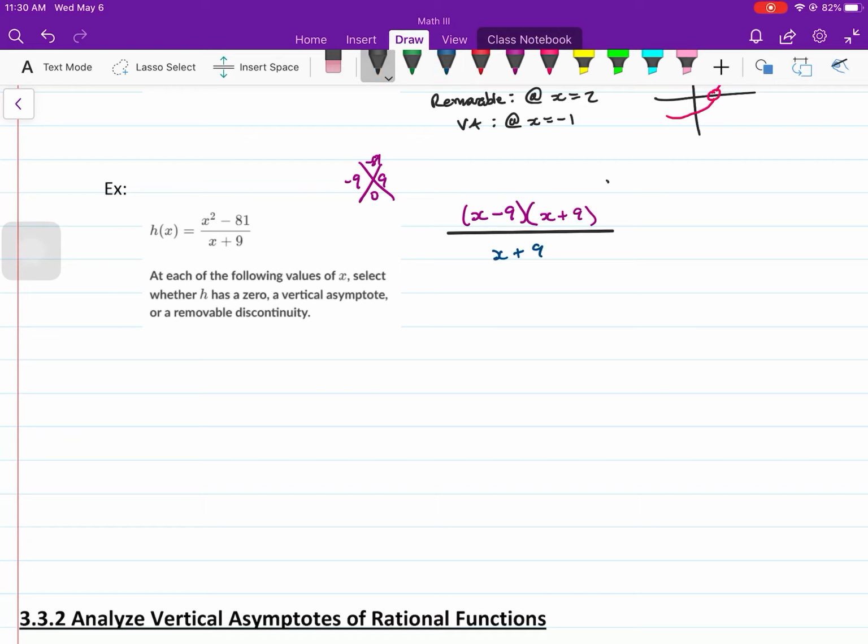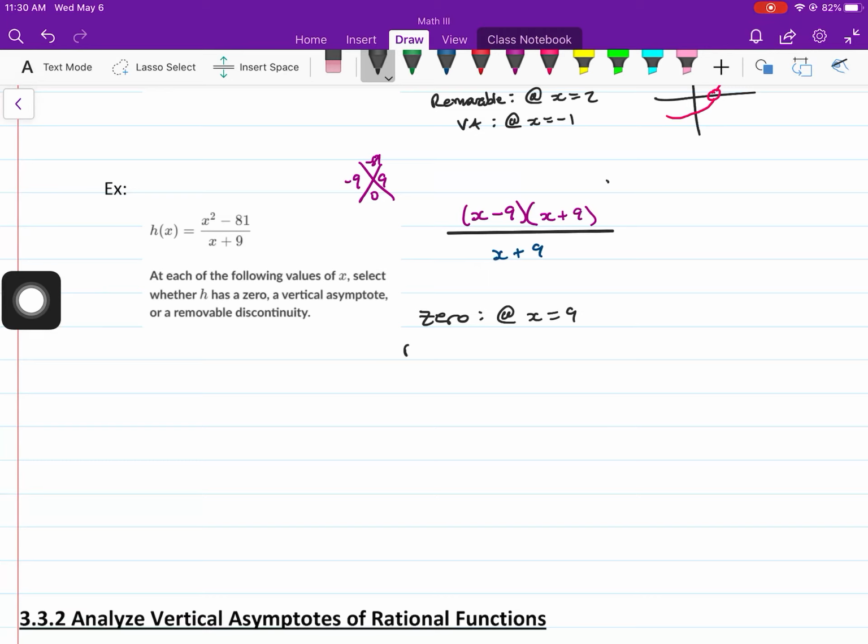And so for our 0, this time we'll have one. So x minus 9 doesn't cancel with anything on the bottom, but there is a 0. So 0 at x equals 9. If you plug in a 9, 9 minus 9 is 0, but it's not going to cancel at the bottom. There's not another factor of x minus 9.